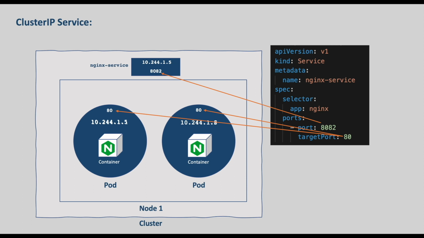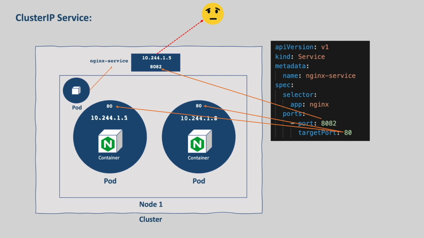There are different types of services available. Let's see them one by one with their use cases. The first one is ClusterIP Service. This type of service exposes the pods on an IP that is internal to the cluster, meaning this IP cannot be accessed outside of the cluster. This type of service is useful when you don't want to expose your application to the outside world, but all the pods inside the cluster can access it.